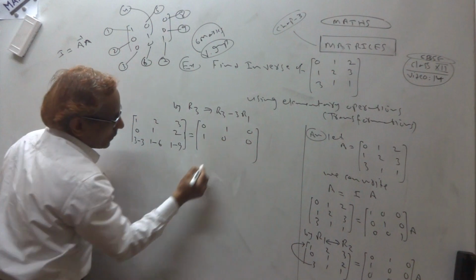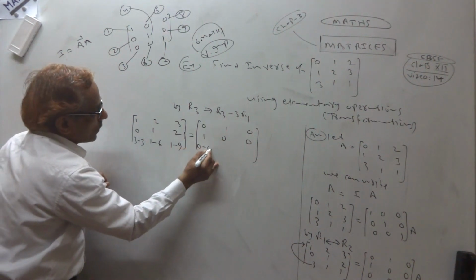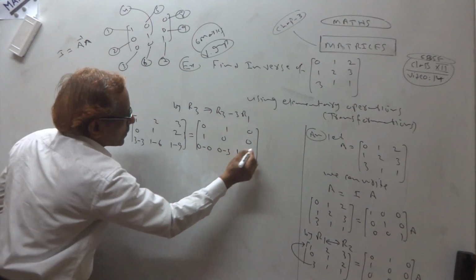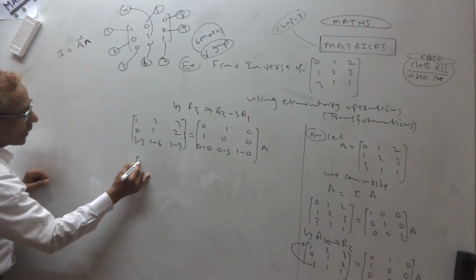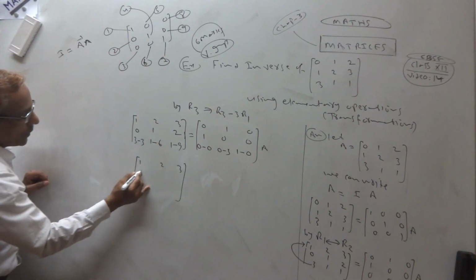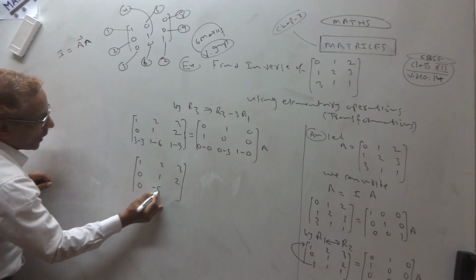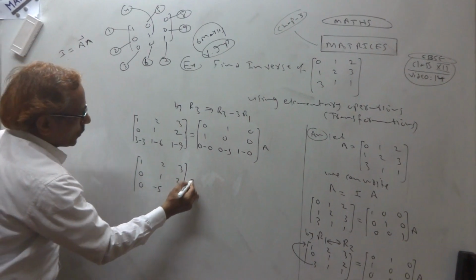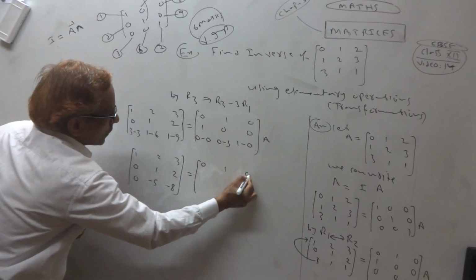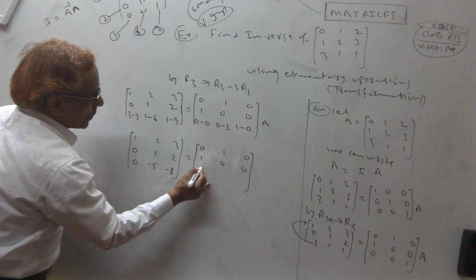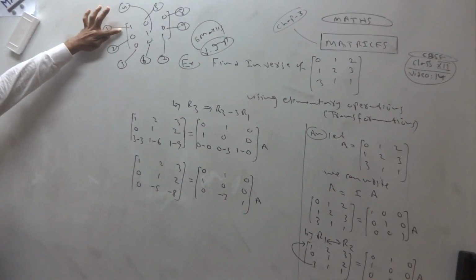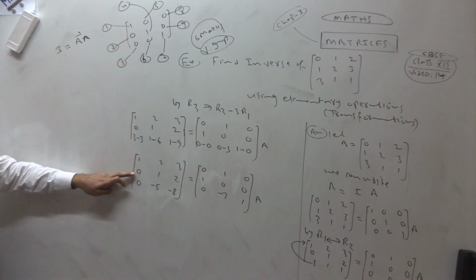Row 3 will change on the right side too: 1, 0, 0; 0 minus 3 times 0, 0 minus 3 times 1, 1 minus 3 times 0. So what I am getting? 1, 2, 3; 0, 1, 2; 0, 5, 8, is equal to 0, 1, 0; 1, 0, 0; 0, minus 3, 1. Yes, please see, you follow this. 1, 0, 0 we got.